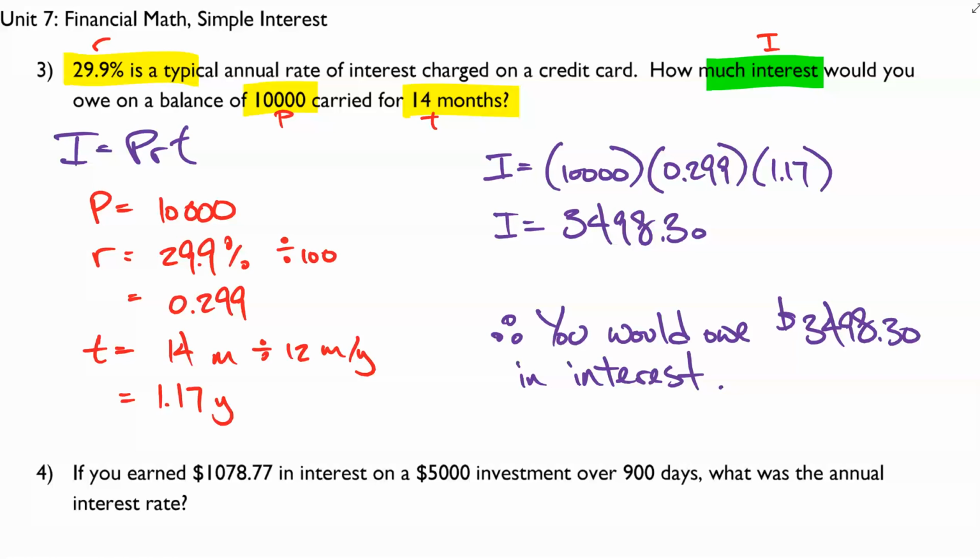Okay, have a look at this. P, 10,000. R, 0.299. T, 1.166666 repeating. I took a shortcut, turned it to 1.17 just to make the calculation a little bit quicker, and came up with 3,498.30. Those of you who use 1.166666, you are better than me, and you probably have a more accurate answer, okay? But I think we will be pretty close anyways.